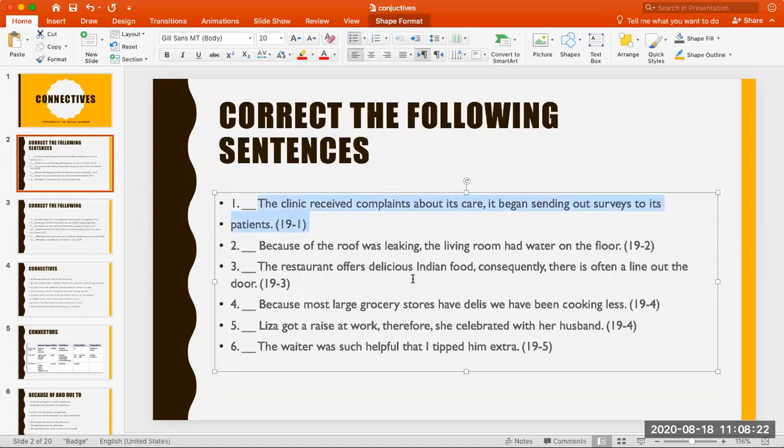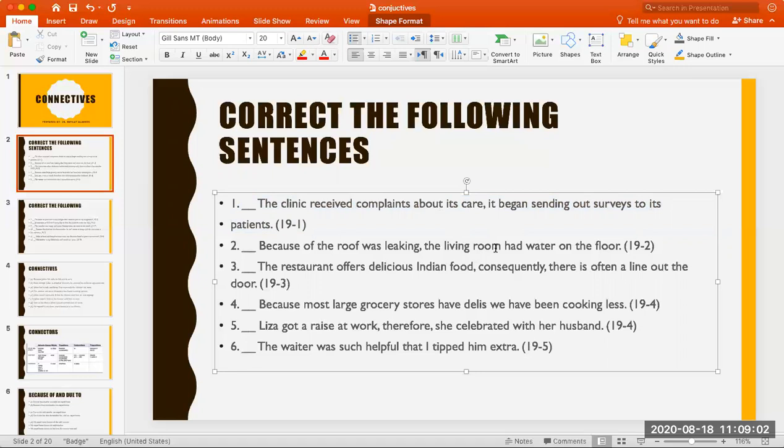A clinic received complaints about its care. Is the subject here, clinic, and the verb is received, and then this is object and prepositional phrase. And then we have a comma, and then we have another subject and verb. So these are two main clauses connected with a comma. We said this is wrong. This is one of the worst grammar errors you could commit. We don't connect with a comma. The comma cannot connect, doesn't connect.